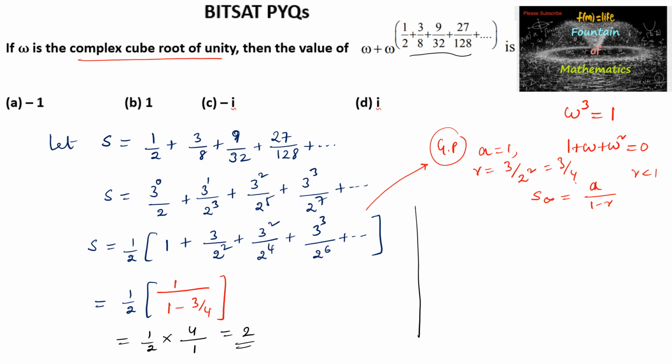So therefore we can write omega plus omega to the power S, which is equal to omega plus omega to the power 2. Since we know that 1 plus omega square is 0, so omega plus omega square can be taken as negative 1. So minus 1 is the answer, which is our option A.